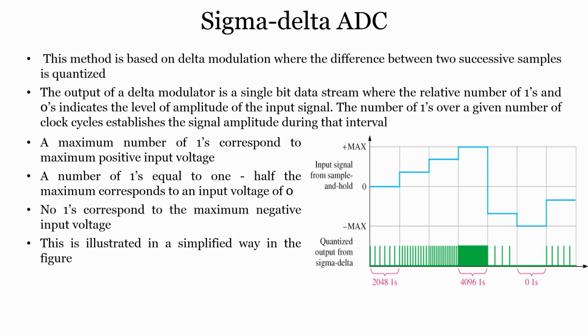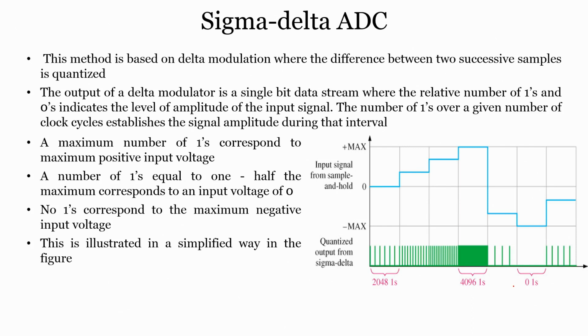and the number of ones over a given number of clock cycles establishes the signal amplitude during the time interval. Now, here the maximum number of ones corresponds to maximum positive input voltage, and the number of ones equal to one half the maximum corresponds to input voltage 0, right. So, one half will correspond to 0, only ones will correspond to high. The minimum number of ones corresponds to maximum negative input voltage. This is illustrated in a simplified way in this particular figure, as you can see here.